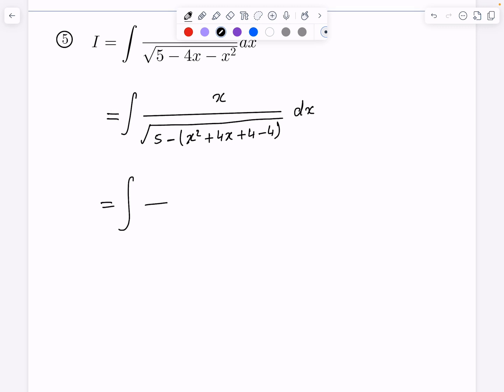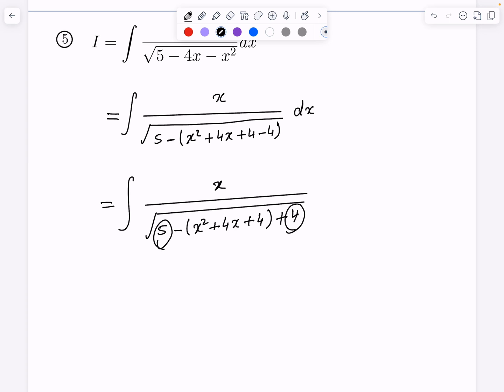This is the integral of x. There's going to be the square root of 5 minus x squared plus 4x plus 4. And this minus 4, which is multiplied by this minus, is going to be plus 4 when it comes out of the parentheses. And I'm going to put it here. And now this 4 is going to be added to this 5. And there is a dx here.